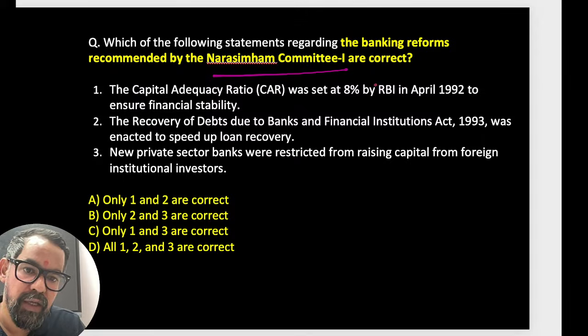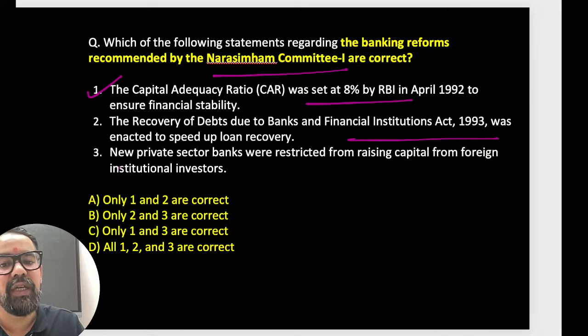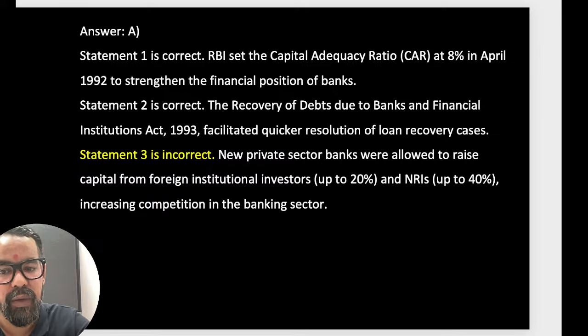Which of the following statements regarding the banking reforms recommended by Narasimham Committee 1 are correct? The capital adequacy ratio was set at 8%. It is about Narasimham 1 in 1992, to ensure financial stability. The Recovery of Debts Due to Banks and Financial Institutions Act 1993 was enacted to speed up loan recovery. New private banks were licensed during that period. So 1 and 2 will be the correct answer for this question.